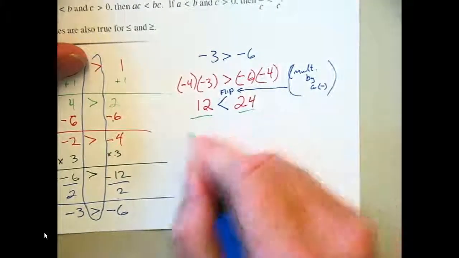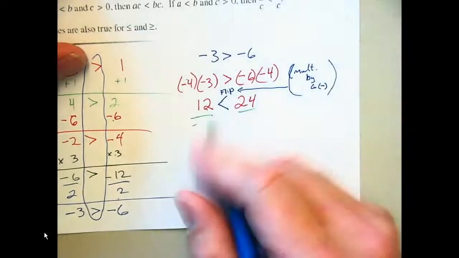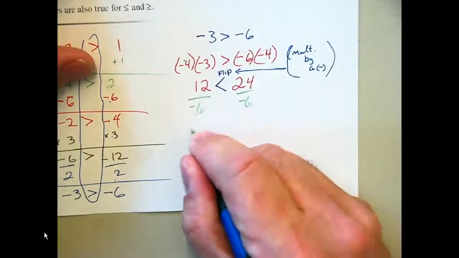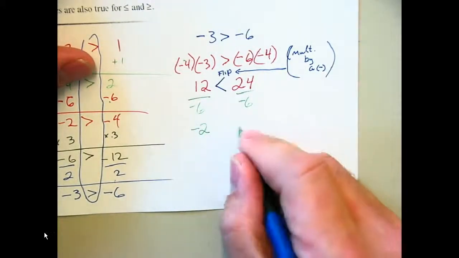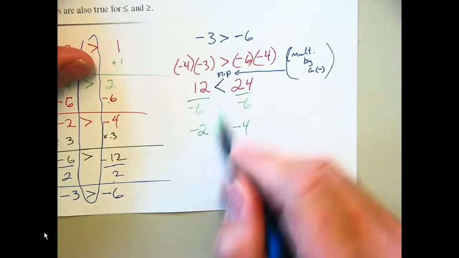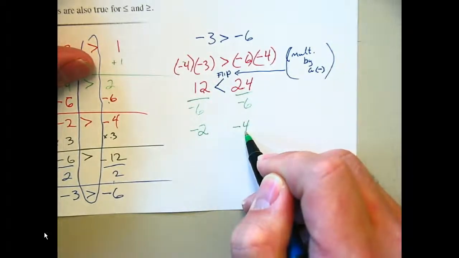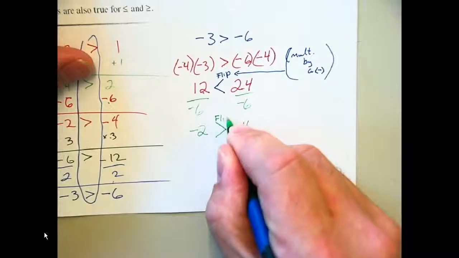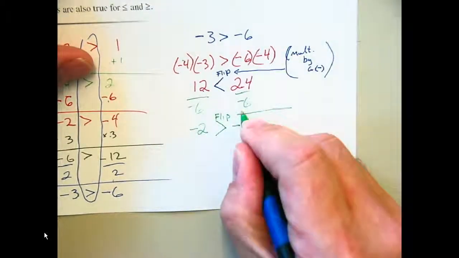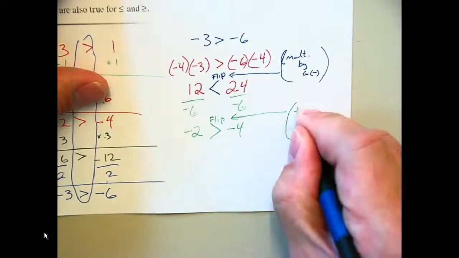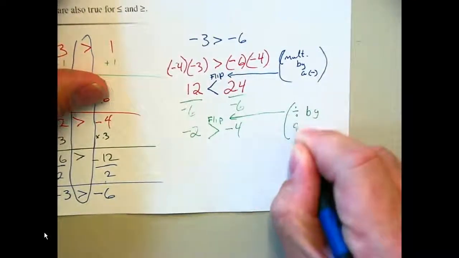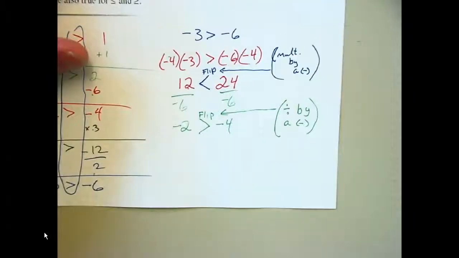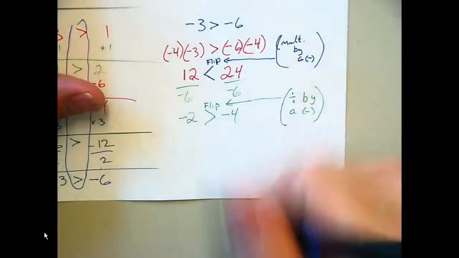If I divide each side by negative 4, or we already did 4 there, let's go with negative 6. 12 divided by negative 6 is negative 2. And 24 divided by negative 6 is negative 4. Is negative 2 less than negative 4? No, it's not. So you've got to flip it over again. What caused me to flip it this time was that I divided by a negative. If I multiply or divide by a negative number, that sign must flip.